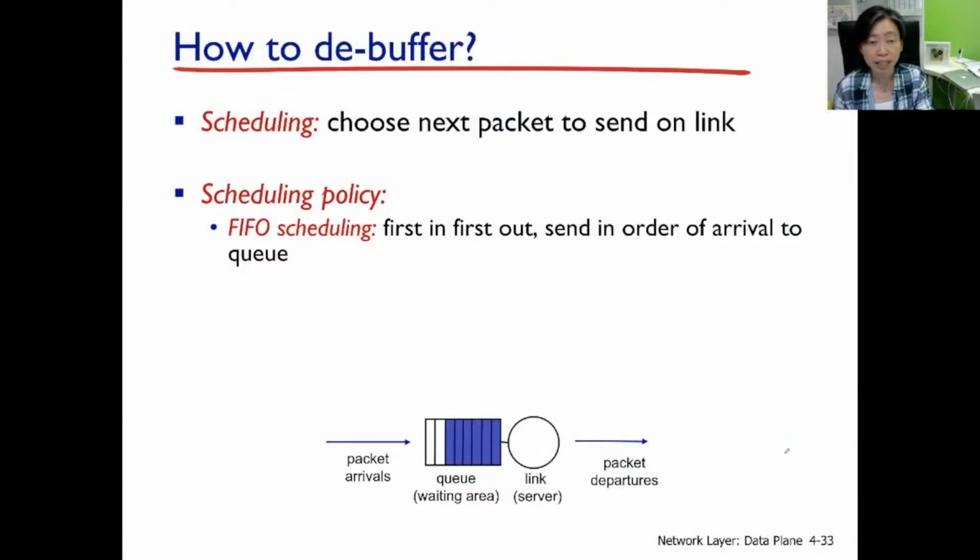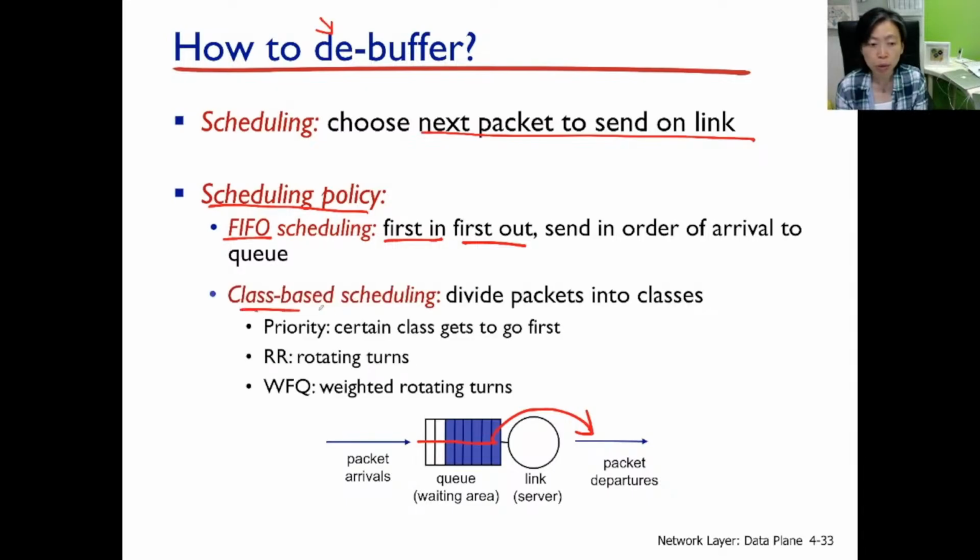The last component is this: how do we debuffer? Which packet do we choose to transmit next? That is, the next packet to send on the link. This is also called the scheduling policy. Typically, we do this FIFO, first in, first out. Essentially, based on the order in which the packets arrive, we take one out at a time.